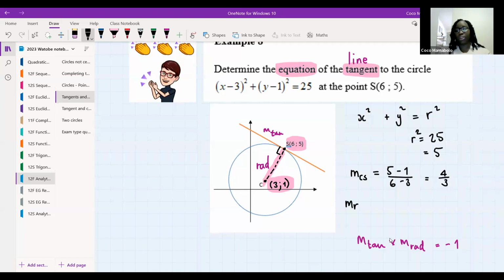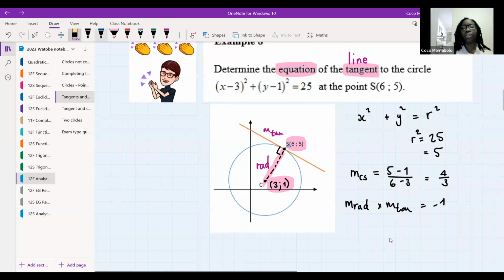So the gradient of our radius times the gradient of my tangent is equal to -1. I'm going to substitute the correct things where they need to go. The gradient of my radius is 4/3 times something, which is the gradient of my tangent, equal to -1. Now we need to find out what that something is.